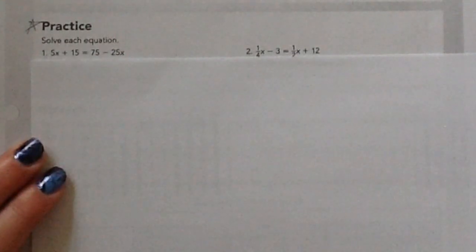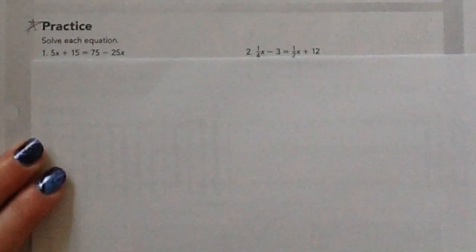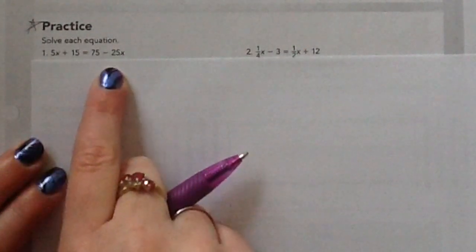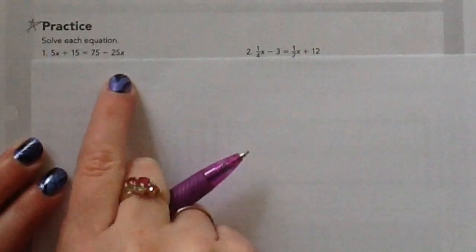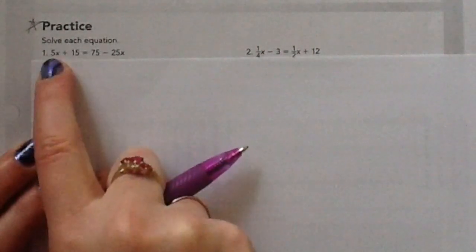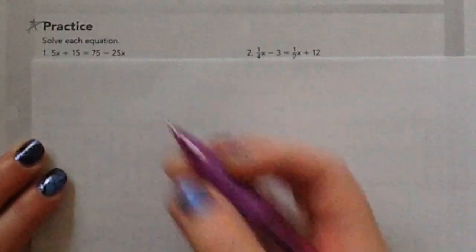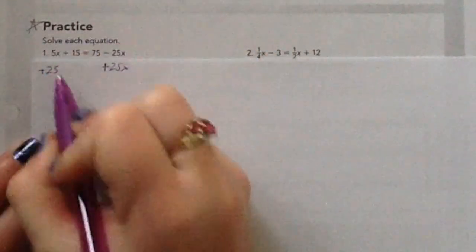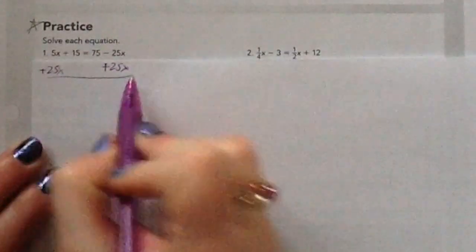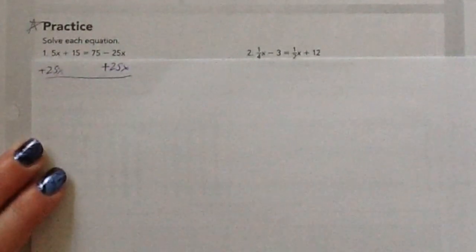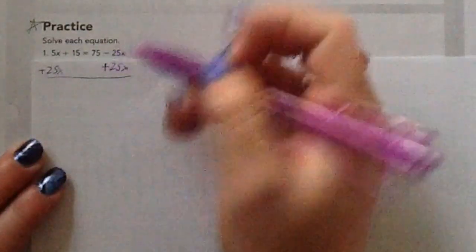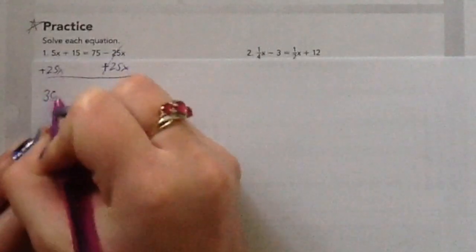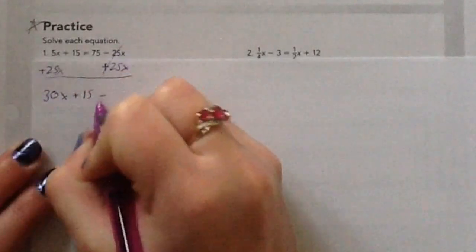I like moving things so that it makes everything more positive, because obviously if we subtract the 5x, then it's going to be negative 30x over here, which is fine, but that's harder to deal with than adding 25x over to this side and getting positive 30x. So let's do that. We'll add that 25x to both sides, because remember, the equal sign is like a balance. Whatever we do to one side, we have to do to the other. So that would get rid of that negative 25x. So now we have 30x plus 15 equals 75.